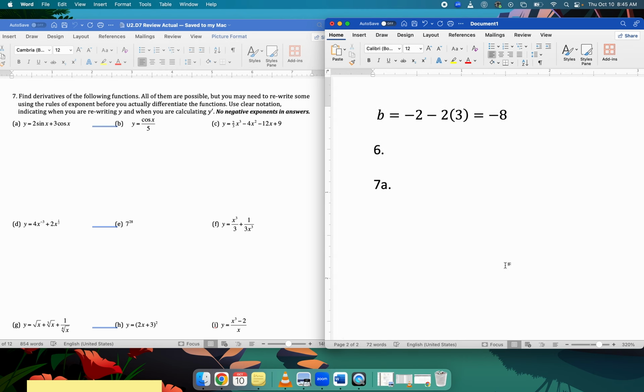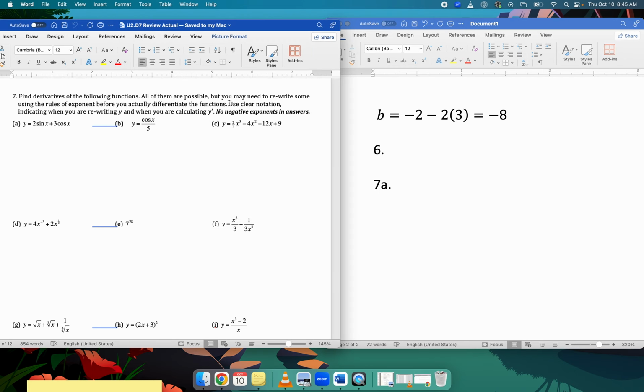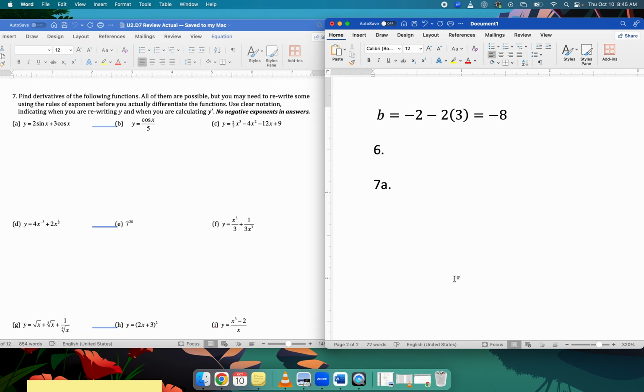Find derivatives of the following functions. By the way, use clear notation indicating when you are rewriting y and when you are rewriting y prime. People get super sloppy about this. I'll say what I mean as I go along.